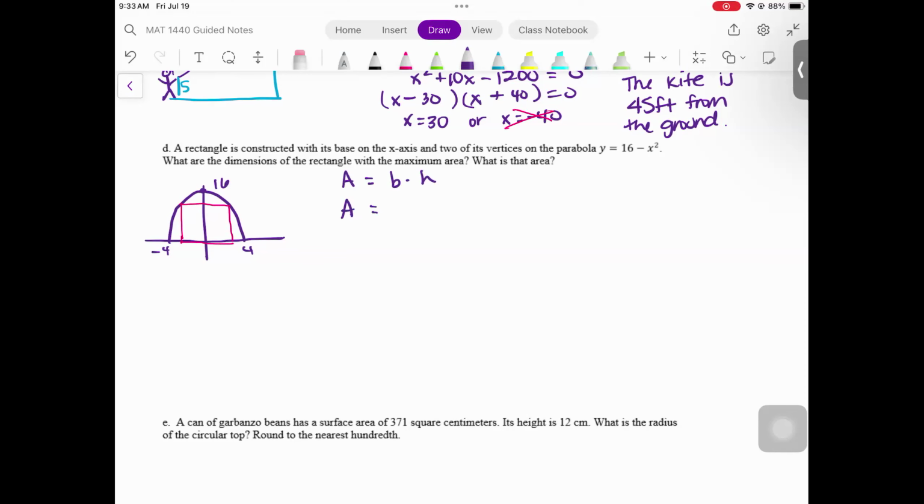Well, the base of this rectangle is 2 times whatever this length is. So this length is going to be x. This length is also going to be x. It's just going in the other direction. So our base is going to be 2x. And the height is really the y value of this equation.